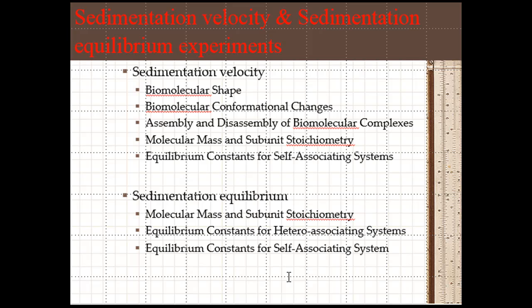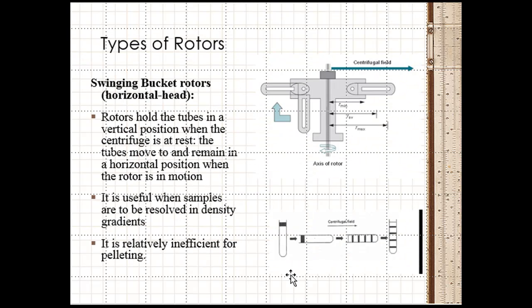This slide shows that there are different types of rotors available. One of them is the swinging bucket rotor. The rotor holds the tube in a vertical position when the centrifuge is at rest. The tube moves to the end and remains in the horizontal position when the rotor is in motion. It is useful when samples are to be resolved in a density gradient. It is relatively inefficient for pelleting.